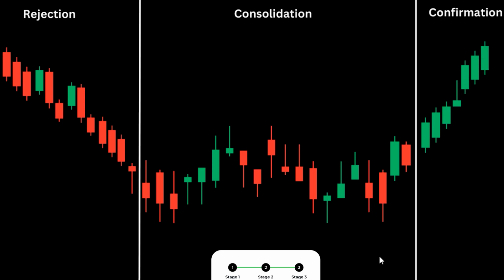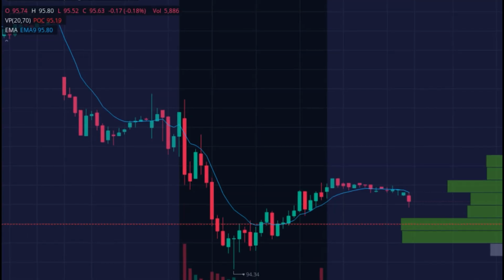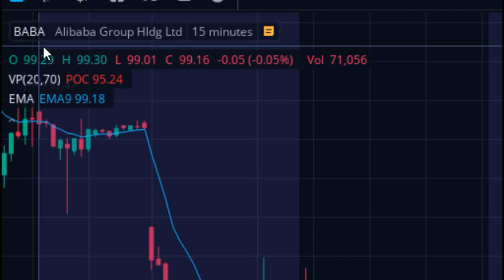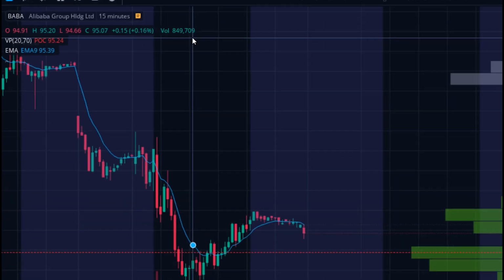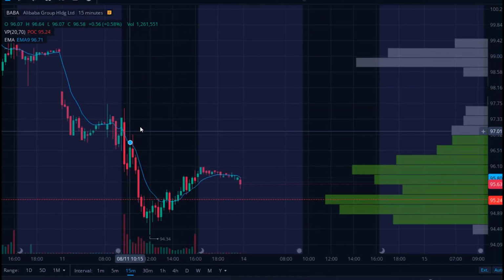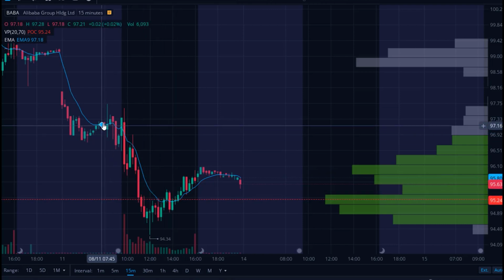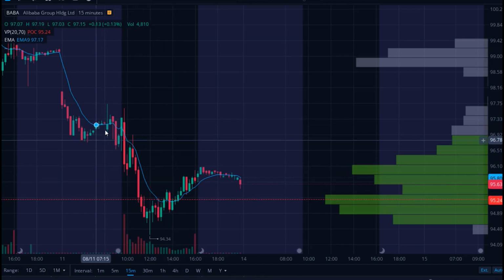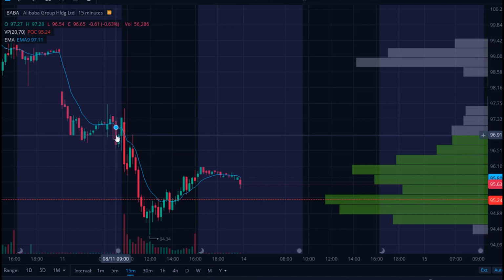But with that said, I want to go ahead and take a look at a real life example. So right over here, we're looking at ticker symbol BABA for Alibaba, and right here we see a very textbook example where we see a lot of selling pressure. And why did we have this selling pressure? Well, for this scenario in particular, it was a multitude of different reasons.